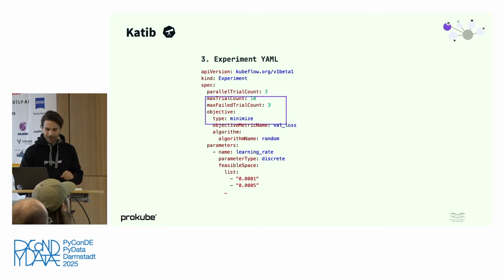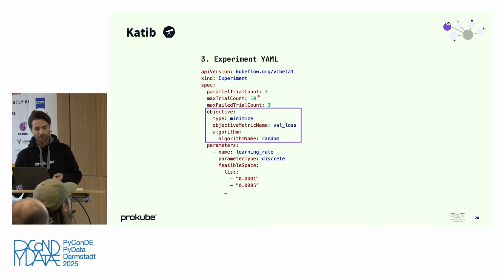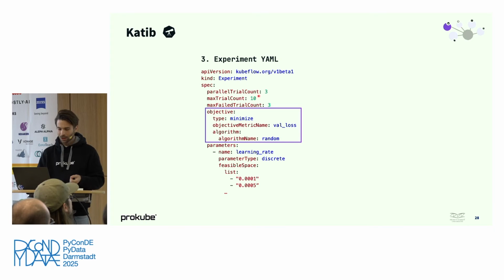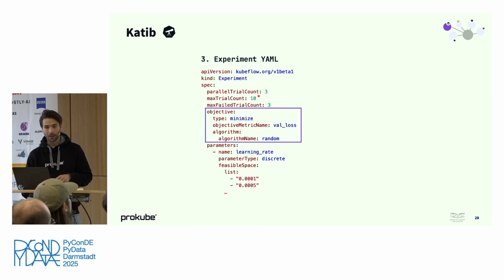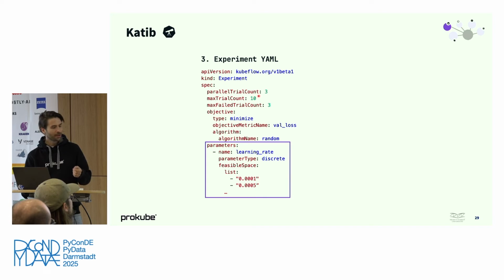And then the next step is to specify what exactly gets optimized. In this case, we are minimizing the validation loss, and we're using a very fancy algorithm called random. But Katib also has things like Bayesian optimization and the most state-of-the-art algorithms you might expect of such a tool. You will find the learning rate here again, and we give it a couple of options, and there are more parameters. I just didn't want to list all of them here.